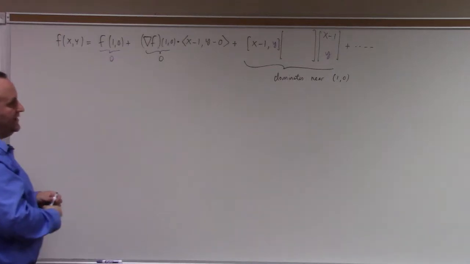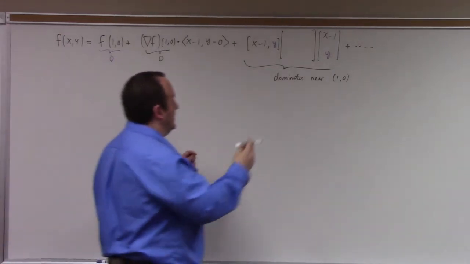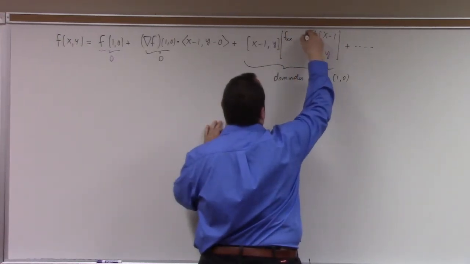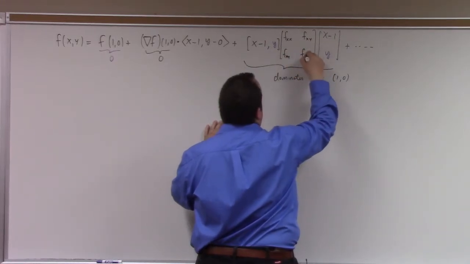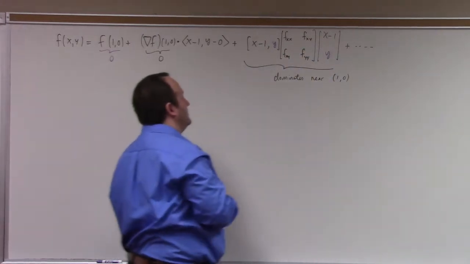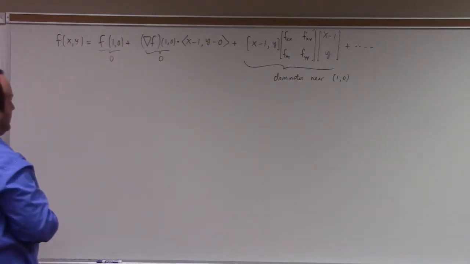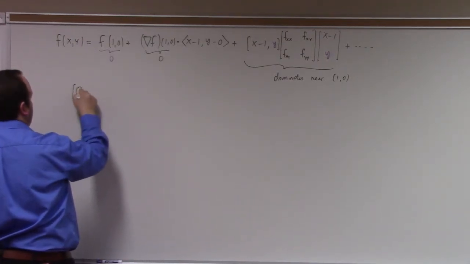So my point, guys, is that this quadratic piece over here is the dominant term. So this is f_xx, f_xy, f_xy, f_yy. That is the matrix of partial derivatives there. So we can figure out what that is. What is that, if I call that thing the matrix of Q?